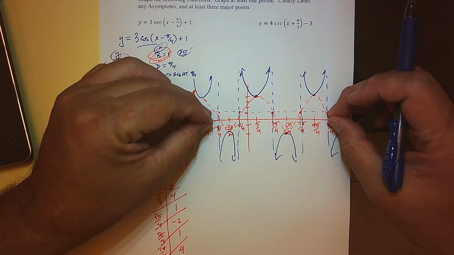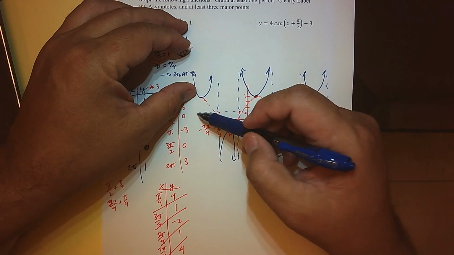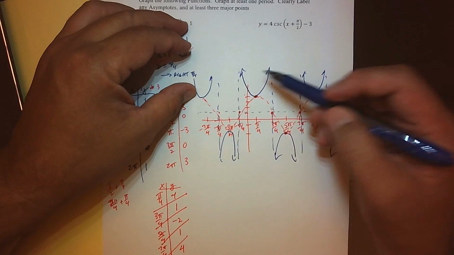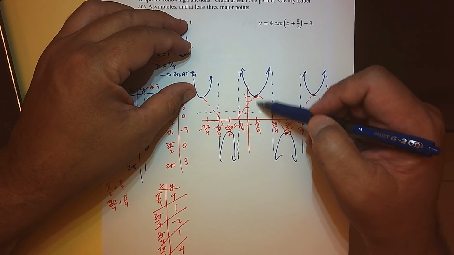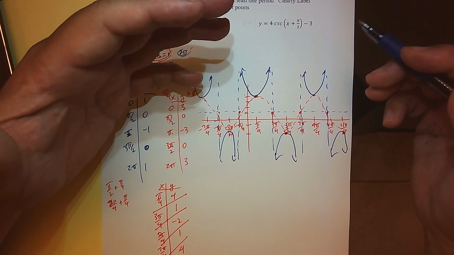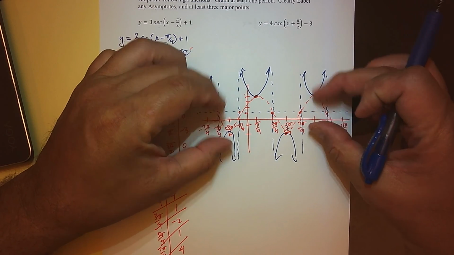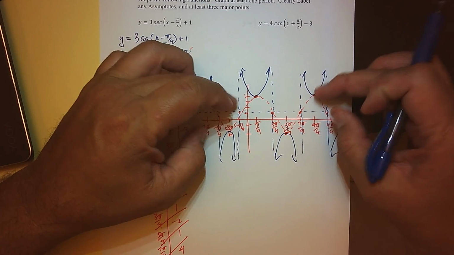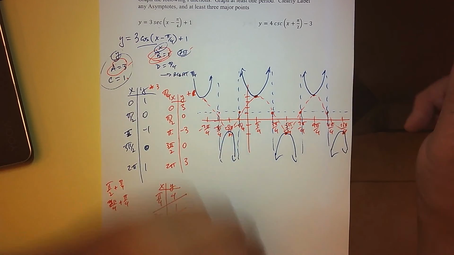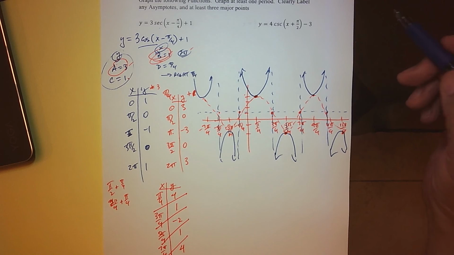So you can see that it's been stretched and moved up because the equilibrium's up 1, and then you can kind of see that amplitude of 2 for the cosine graph. All we've done for the secant graph is kind of made the low and high points stretched out a little bit. So there you have it. So we have some important data.